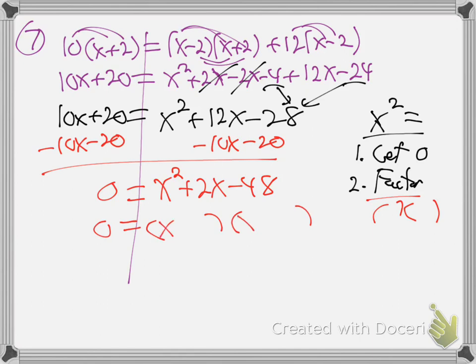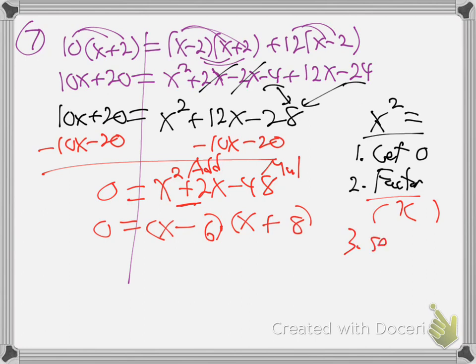So what times what multiplies to be 48? 6 and 8, right? Sign in the middle goes on the bigger. Plus 8 minus 6 is plus 2 in the middle. Remember, they got to multiply to be minus 48, add to be plus 2. So there they are, and then you set each.